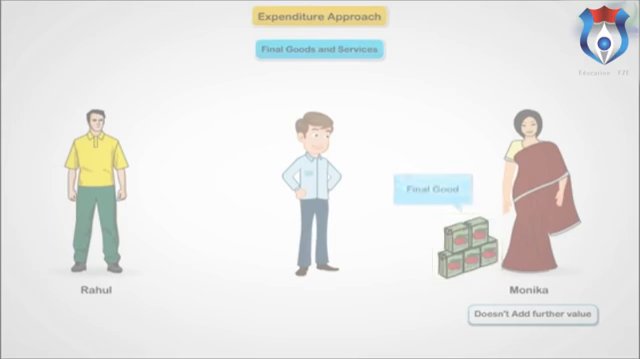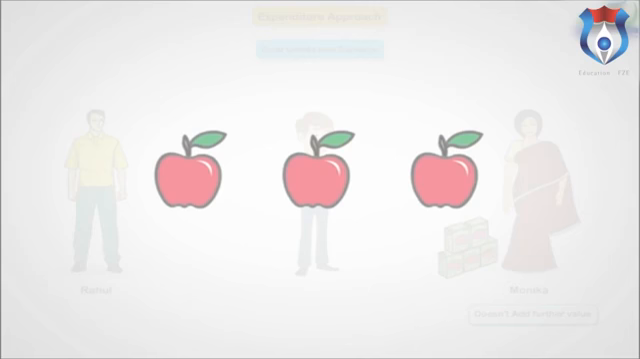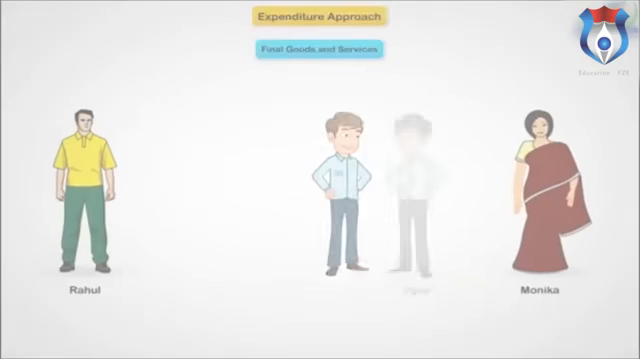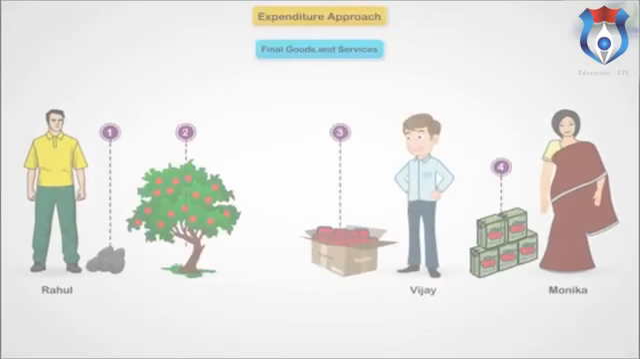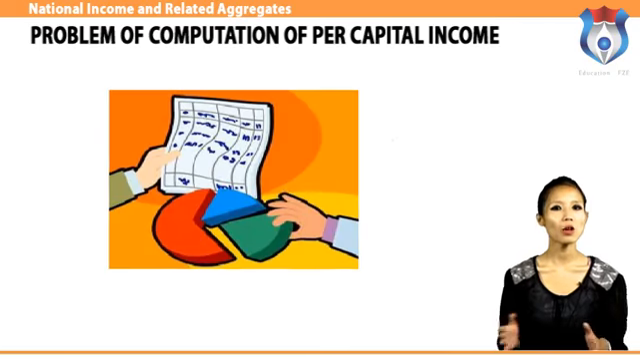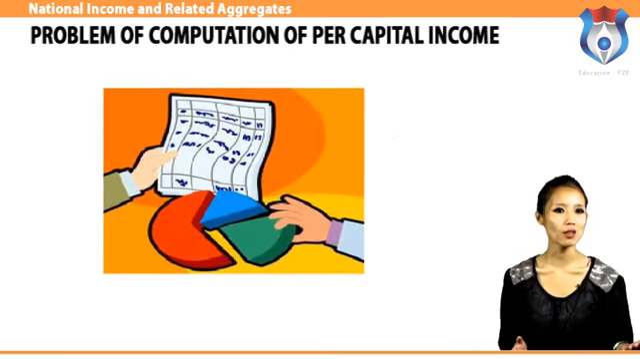So then, what are the apples? Aren't they a final good too? No. In this imaginary economy, the apples are an intermediate good because they were not consumed directly by consumers like Monica. An intermediate good is an input in the production of a final good. In other words, the apples were used to produce apple juice, the final good. I hope you understand this concept that I just explained.